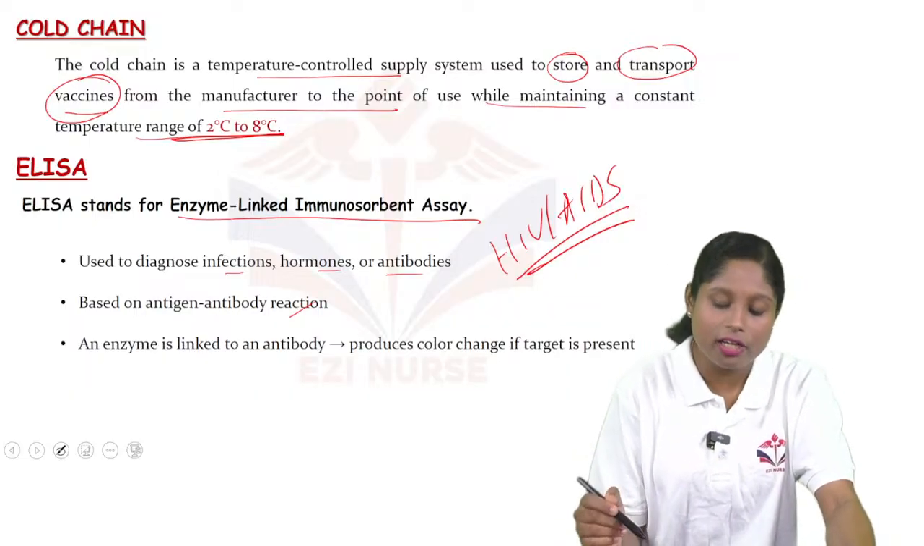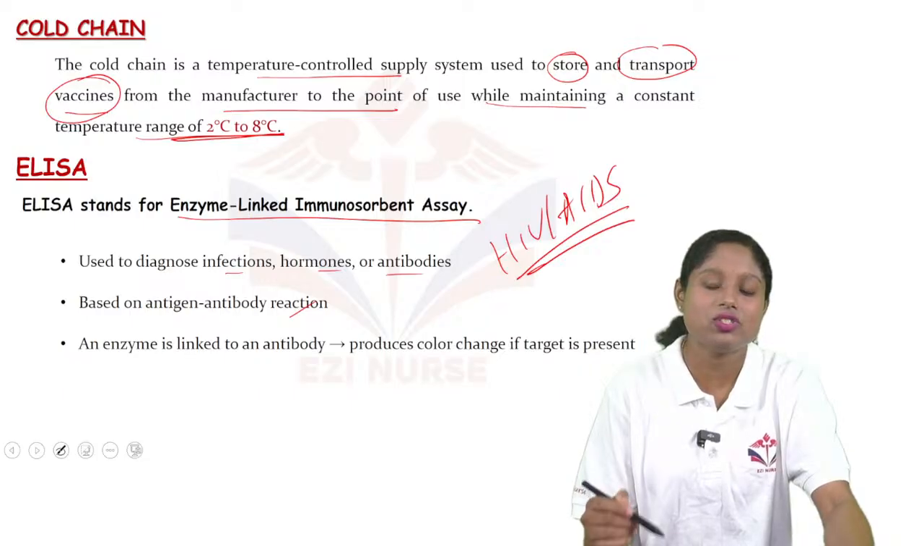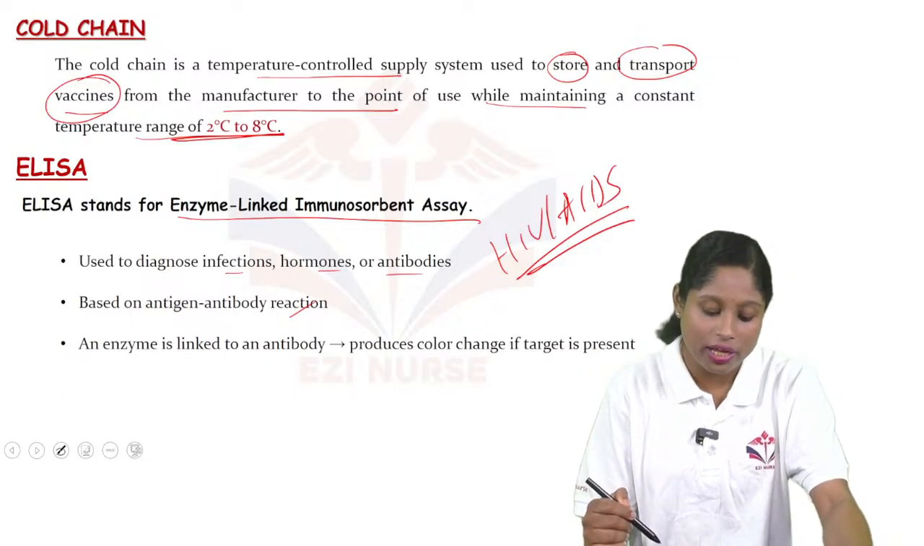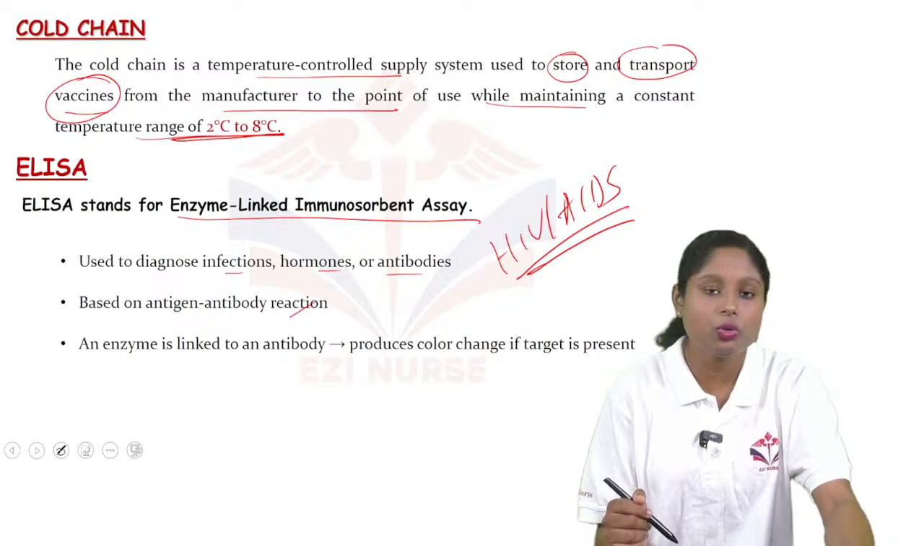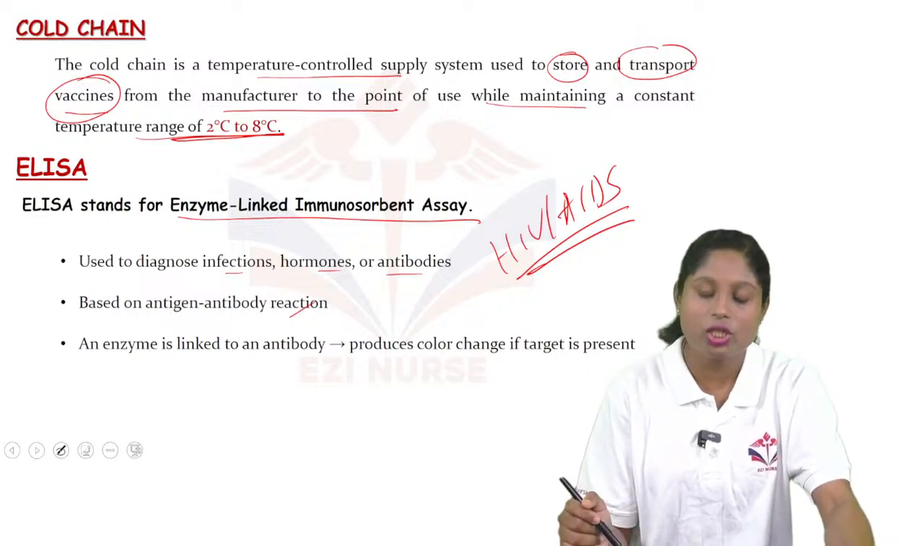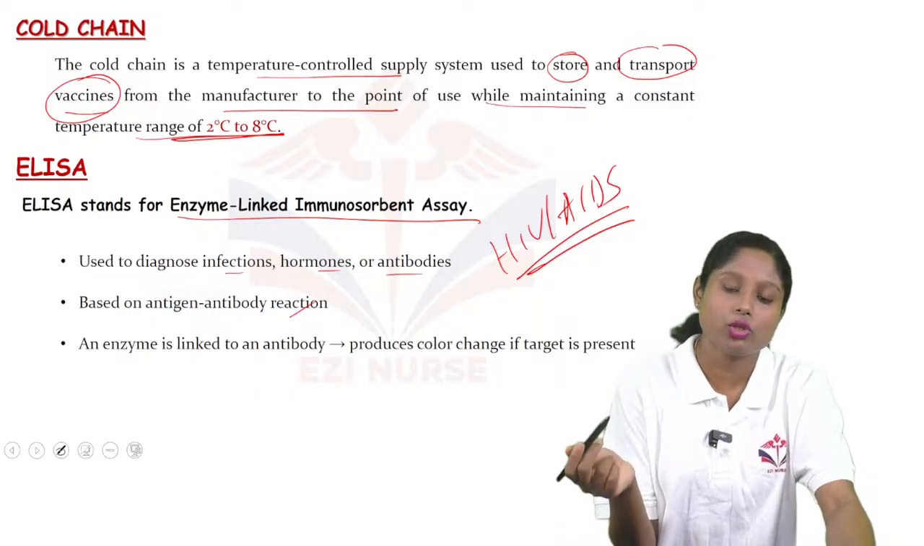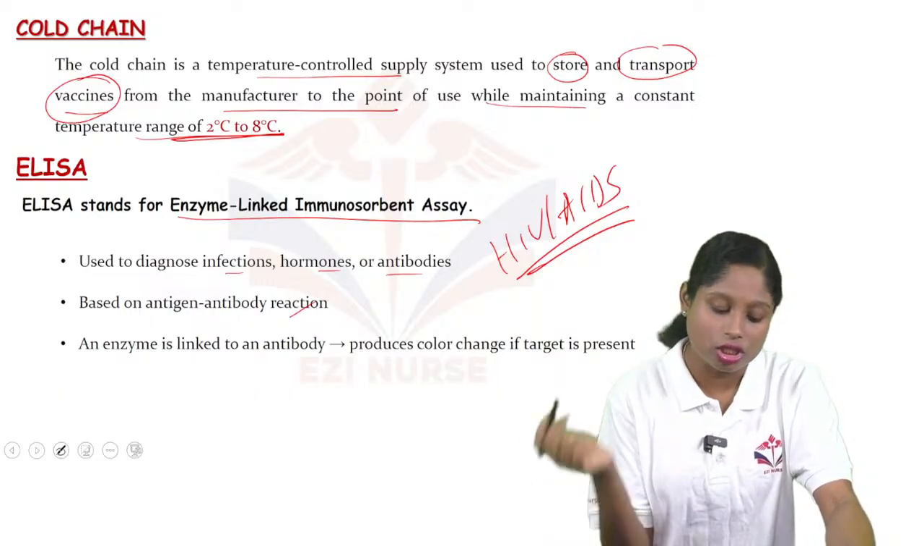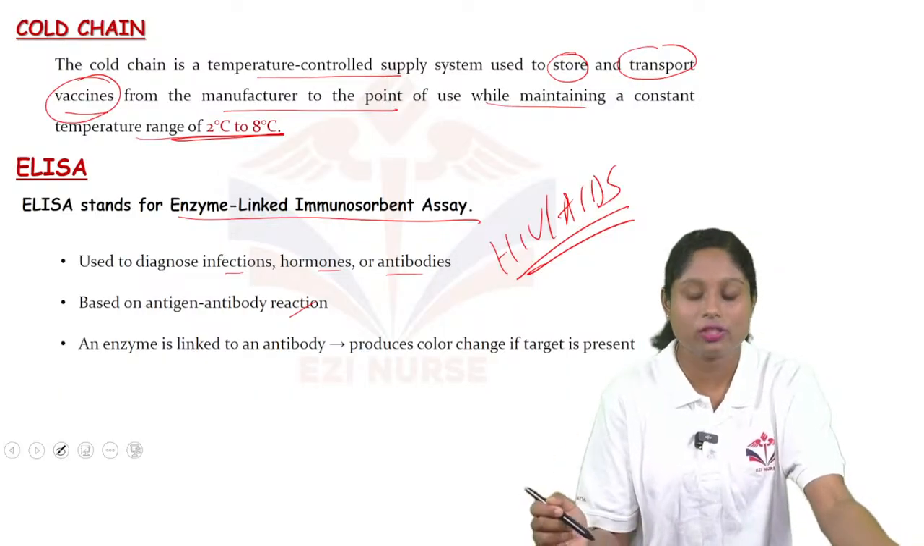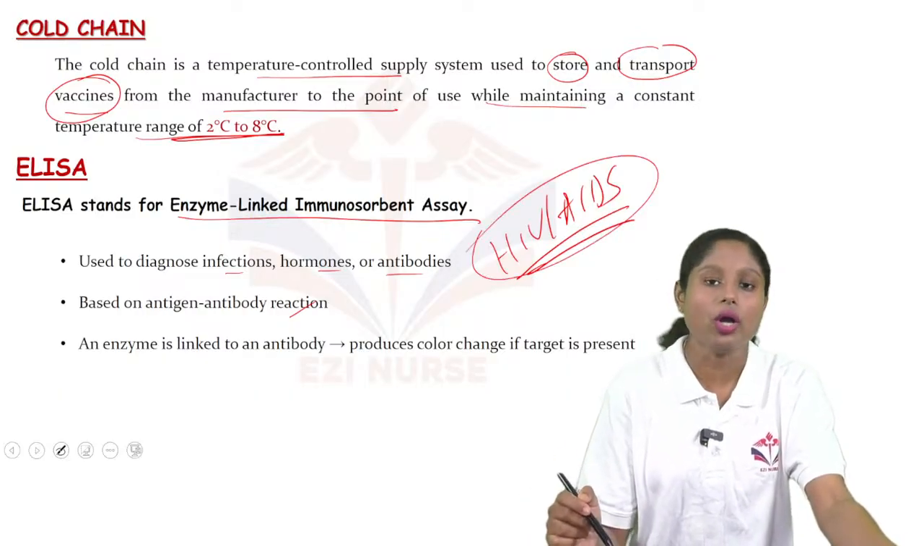It is based on the antigen antibody reaction. An enzyme is linked to an antibody, and it produces a color change if the target is present. So there will be a color change. ELISA is mainly used in cases like HIV or AIDS.